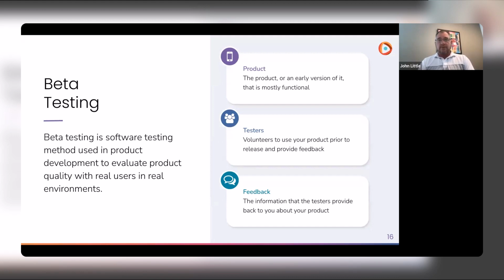So if it's involving a product, primarily pre-release inside the beta phase, it has some testers that could be friends and family, it could be target market, it could be prior customers. It can be the people next to you in the cubicle that would be considered a tester. And then feedback, just the information given back to you, and hopefully you can use it for something else. Different companies have different improvements on this, but that kind of is the core of it.